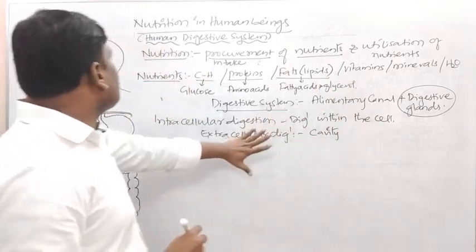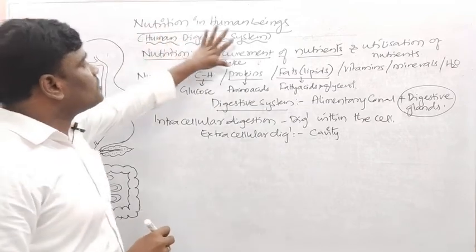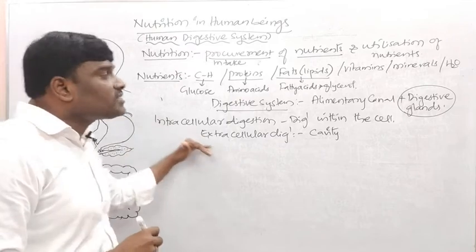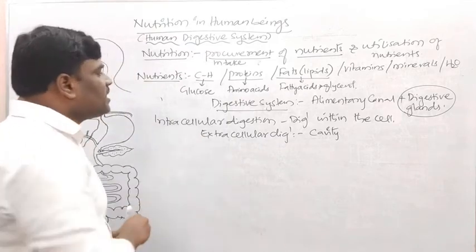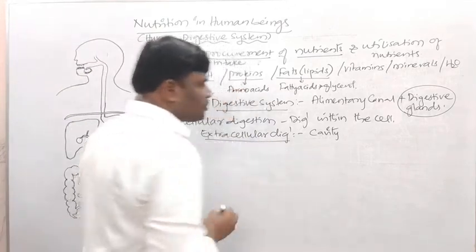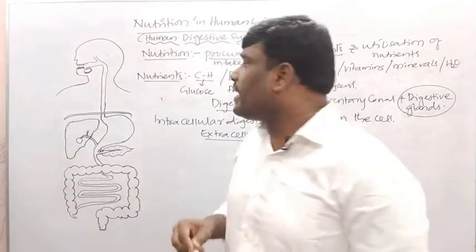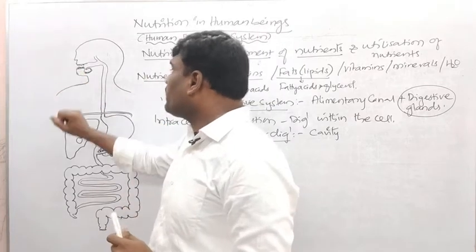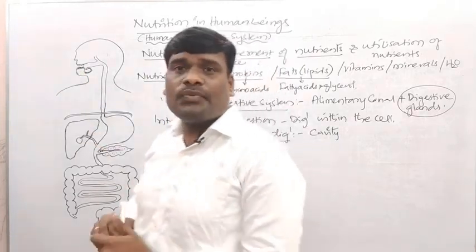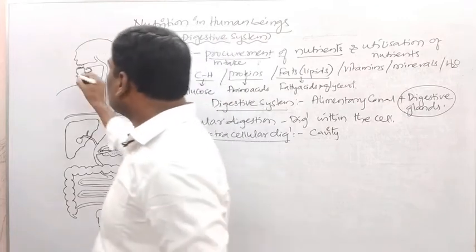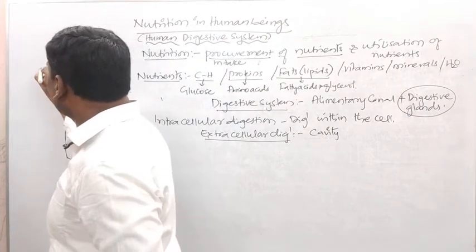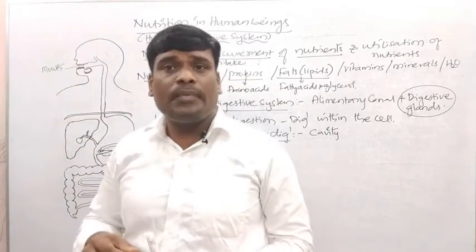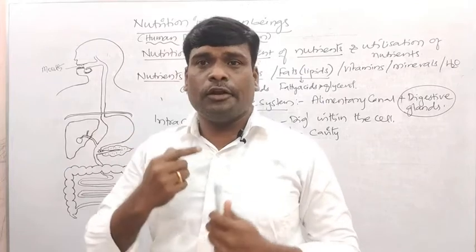So we are discussing the human digestive system. Does the human digestive system come under intracellular digestion or extracellular digestion? It comes under extracellular digestion, children, isn't it? So our alimentary canal, the human alimentary canal, begins with what, children? Mouth. So the mouth is a slit-like opening, children. This is the mouth, which is bounded by upper lip as well as lower lip, children.